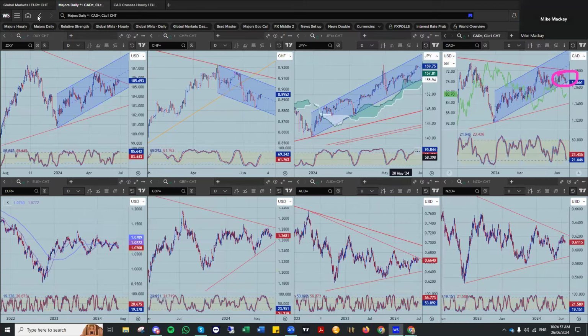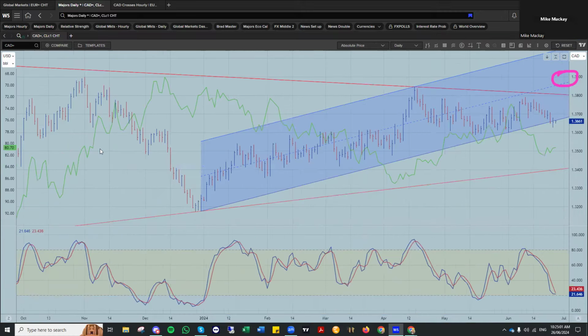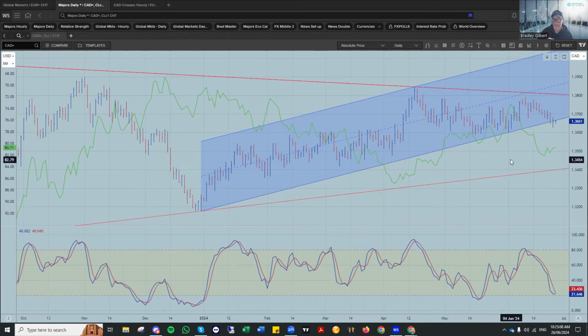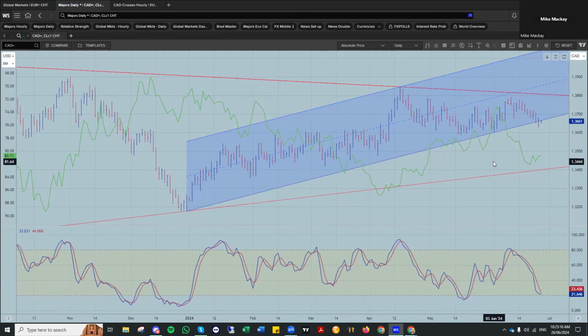Okay, Brad, I have a question here. Right on that channel you just had, now we're sitting right on support as the trend channel. Would you consider taking a trade there, even though we've got the trend channel, the real one, at 133 or 134 there? Like right there. Would you consider shorting that there?